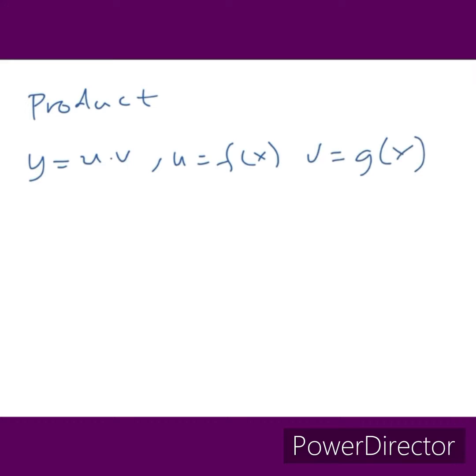Next, the fifth rule, the derivative of a product. The derivative of a product of two functions is the first function times the derivative of the second plus the second function times the derivative of the first. So let y is equal to u times v, where u is equal to f of x and v is equal to g of x are differentiable functions of x.